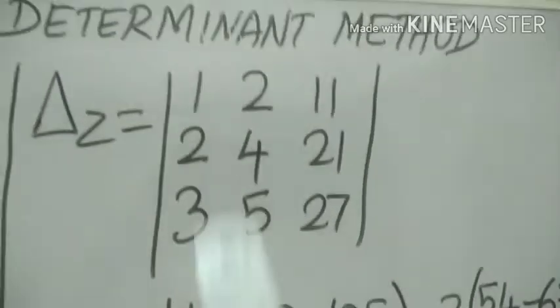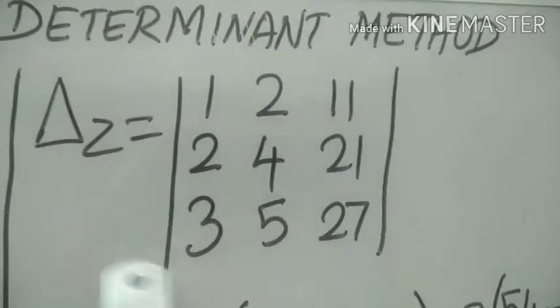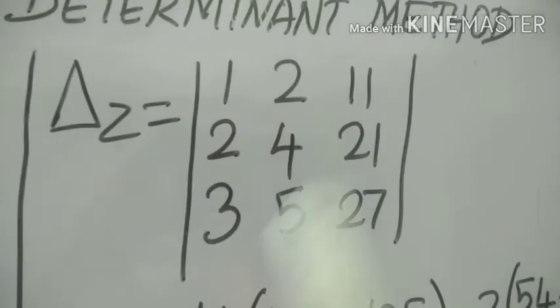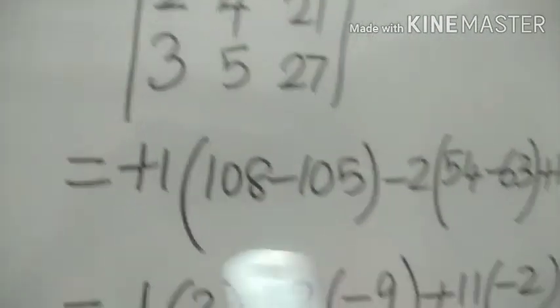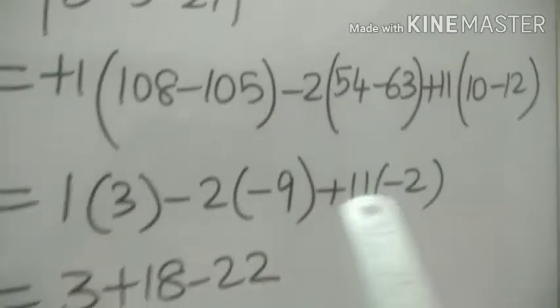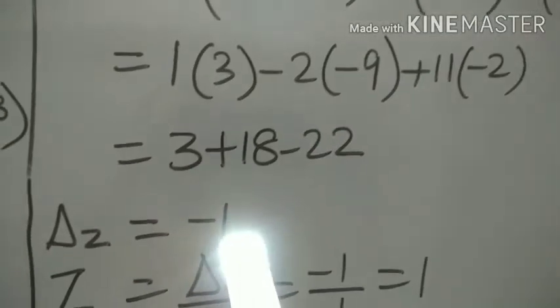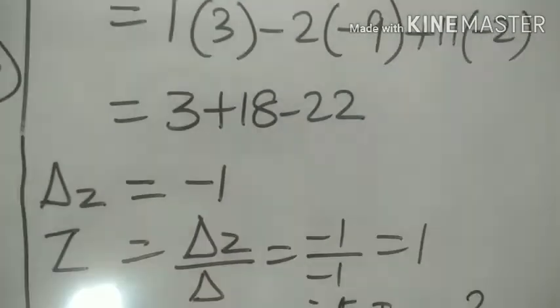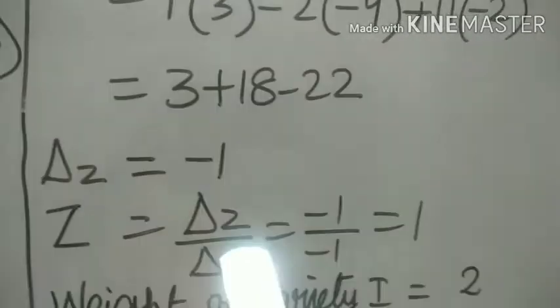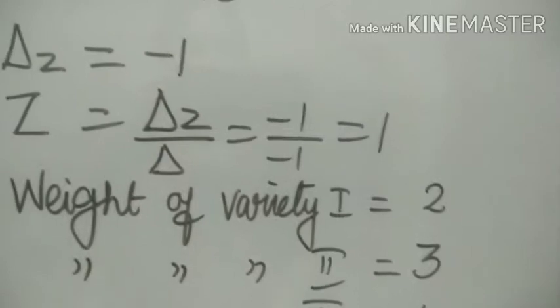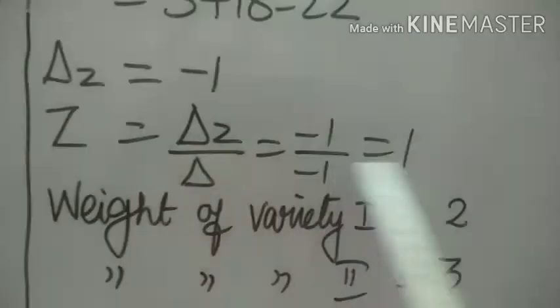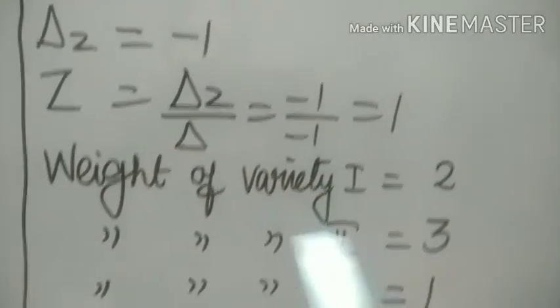Similarly, we go on to del z. So we keep x, y column as it is. Z alone we replace by right hand side numbers. We expand the determinant and we arrive at the answer -1. Z is equal to del Z by del, and del Z by del is -1 by -1. As we get Z is equal to 1, take and write the three answers.